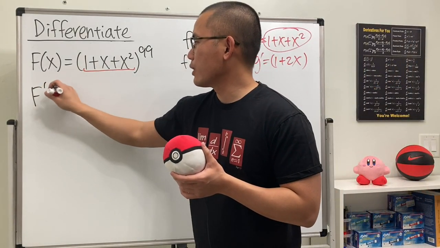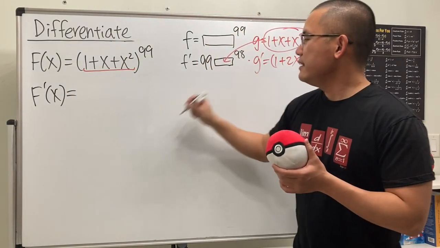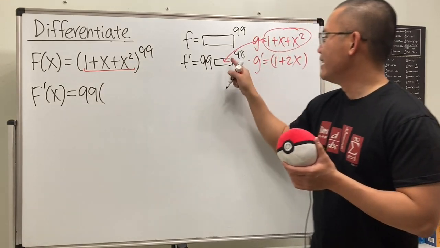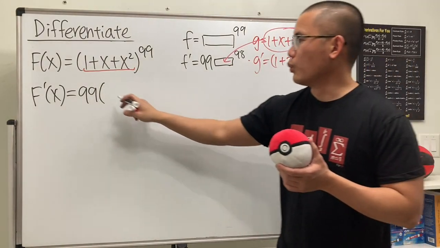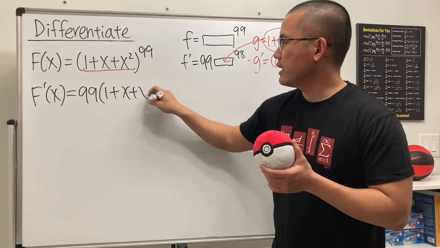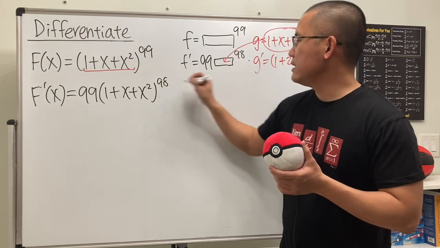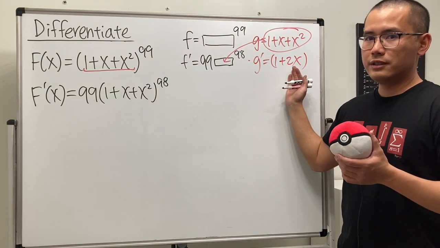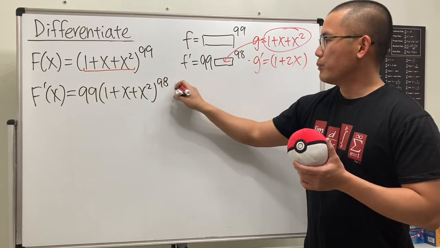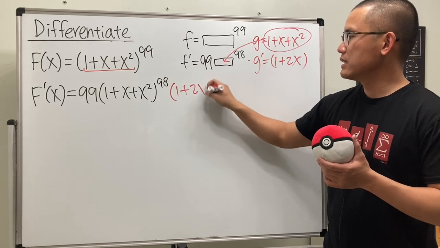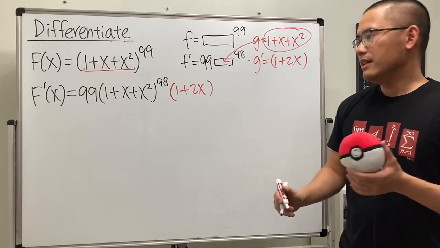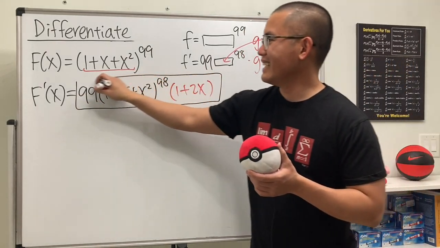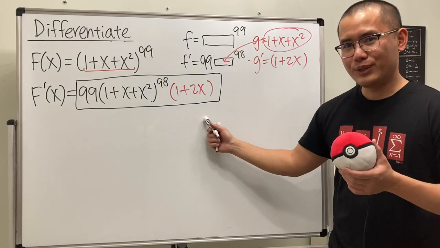So let me just write that down right here for you guys. We have 19, and do not use the box for the answer. Put down parentheses, and then the input here is this, which is 1 plus x plus x squared, and then raised to the 18th power. And lastly, we just multiply by this, which is the derivative of the inside. Parentheses, 1 plus 2x. Yeah, that's it. There's nothing else that we can do to simplify this expression, so I'm just going to box it as it is. That will do it.